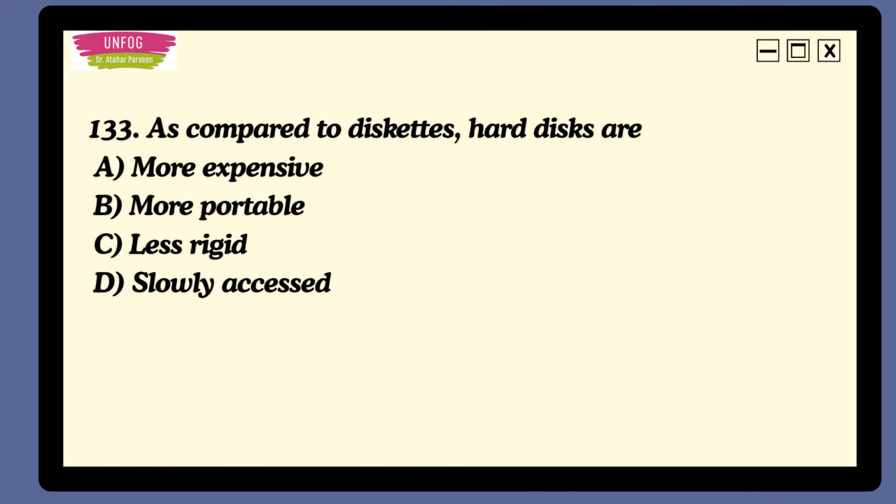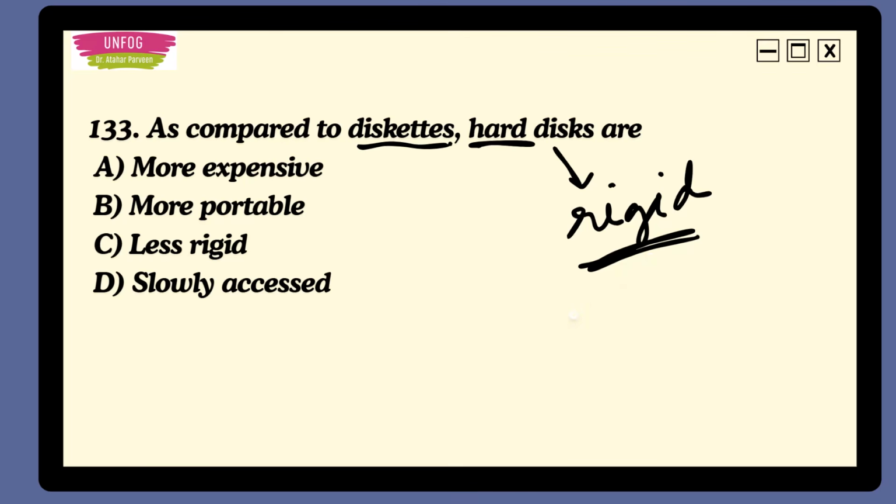Next question. Question 133. As compared to diskettes, hard disks are. Now we all know what hard disks are. Hard disks are memory storage devices. Diskettes are also memory storage devices, but there are few differences between these diskettes and these hard disks. So hard disks, first thing, know from this only, hard as in they are very rigid. What does rigid mean? If you try to bend it, it will break. Break if bent. That means it is a very solid object. Like its name, it is very hard disks.